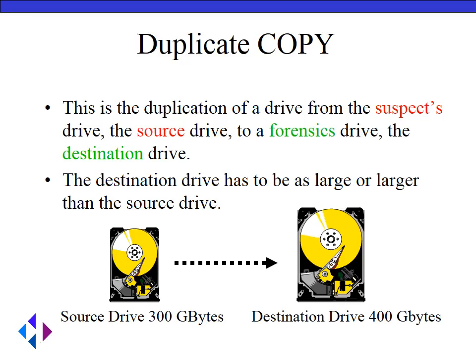Duplicate copy. This is a duplication of a drive from the suspect's drive, the source drive, to a forensics drive, the destination drive. The destination drive has to be larger than or as large as the source drive. An example: if the source drive is 300 gigabytes, then the destination drive has to be at least 300 gigabytes, if not more, just to ensure that the entire drive is copied across.